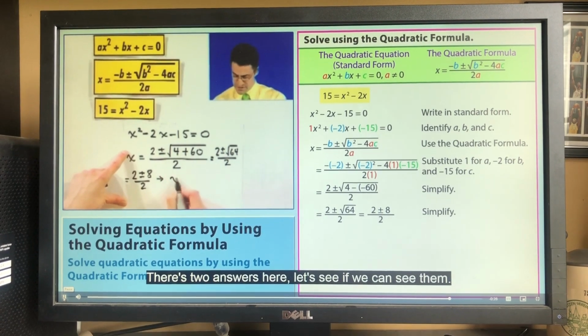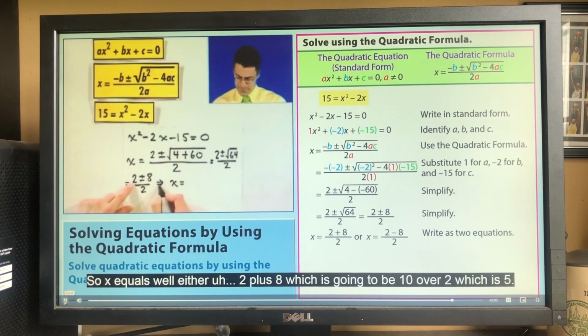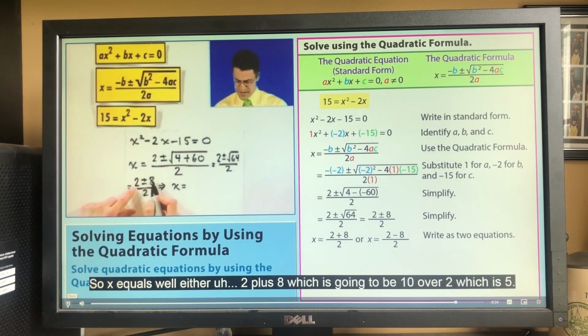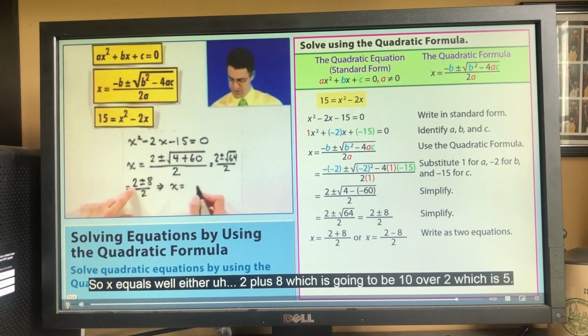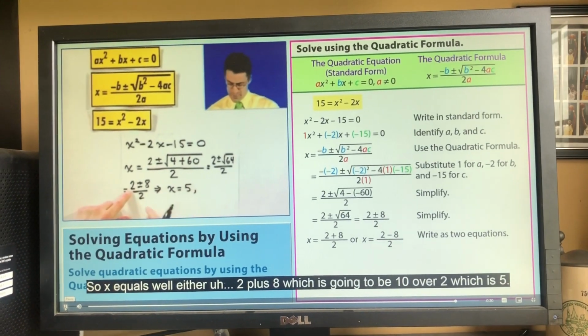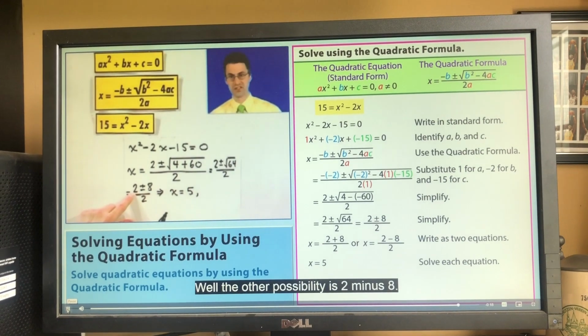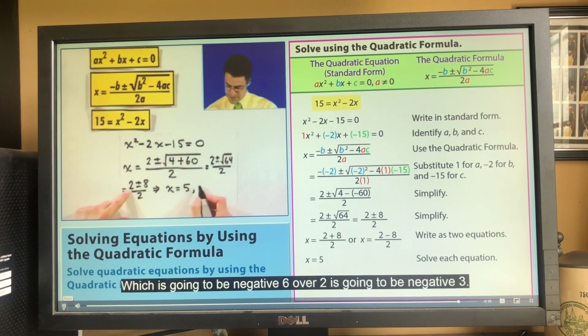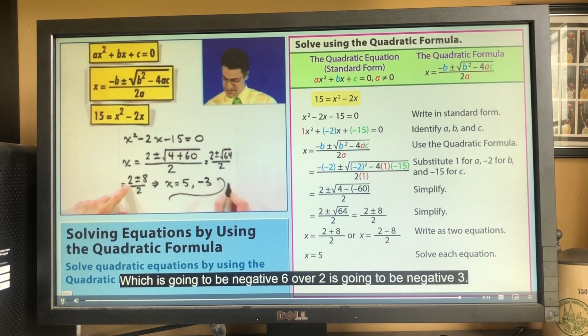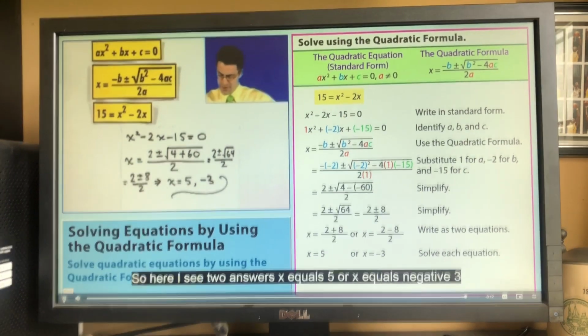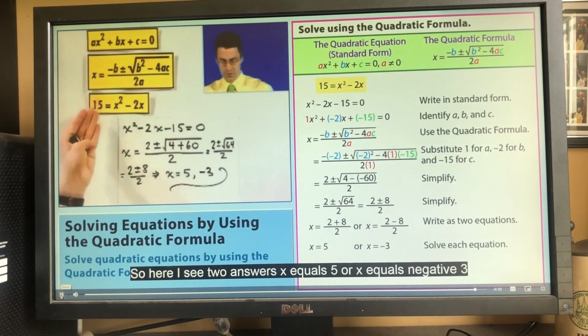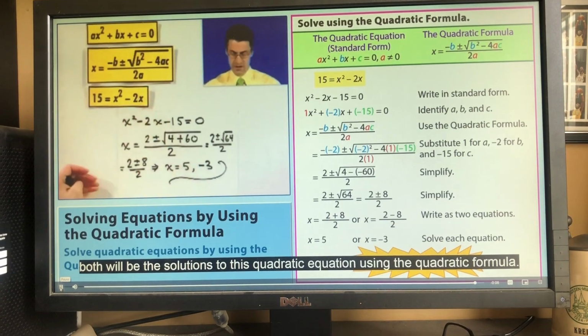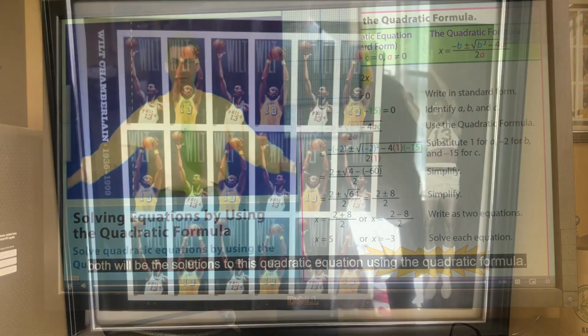Let's see if we can see them. So x equals, well, either 2 plus 8, which is going to be 10 over 2, which is 5. Or the other possibility is 2 minus 8, which is going to be -6 over 2 is going to be -3. So here I see two answers, x equals 5 or x equals -3. Both will be the solutions to this quadratic equation using the quadratic formula.